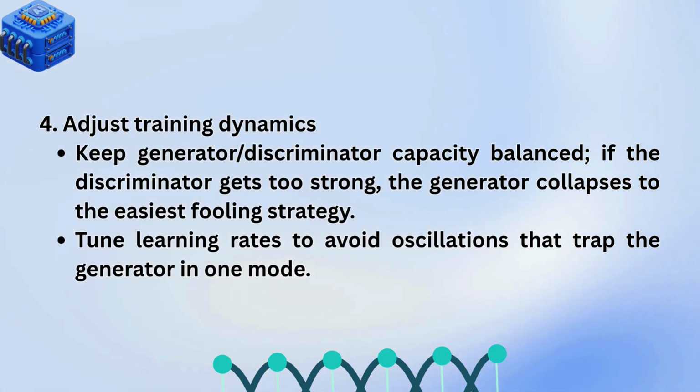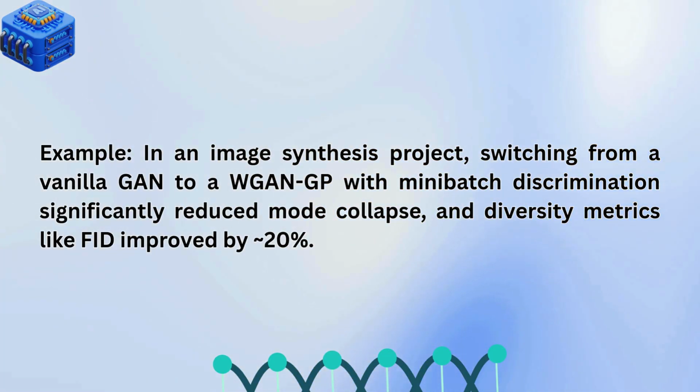Keep generator and discriminator capacity balanced. If the discriminator gets too strong, the generator collapses to the easiest fooling strategy. Tune learning rates to avoid oscillations that trap the generator in one mode. Example: in an image synthesis project, switching from a vanilla GAN to a WGAN-GP with mini-batch discrimination significantly reduced mode collapse, and diversity metrics like FID improved by approximately 20%.